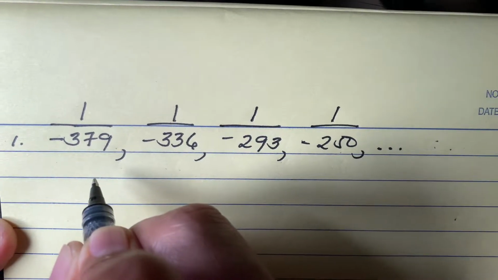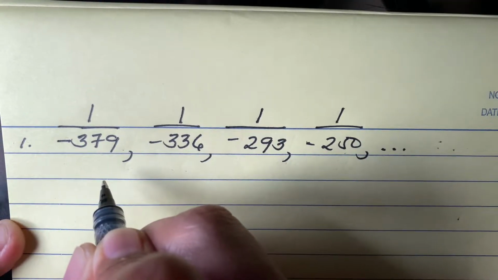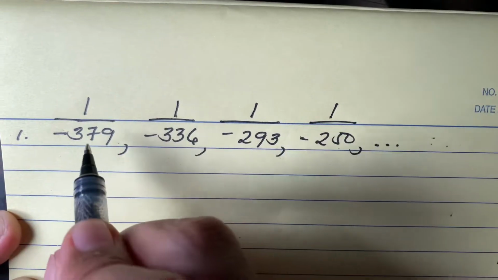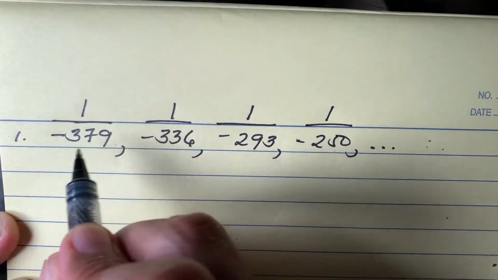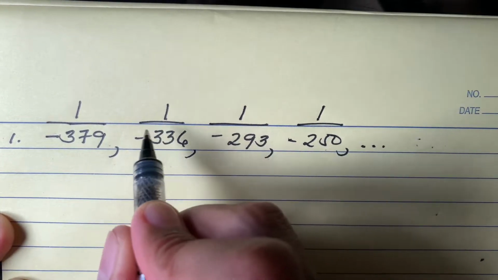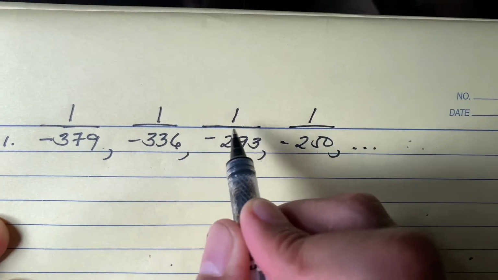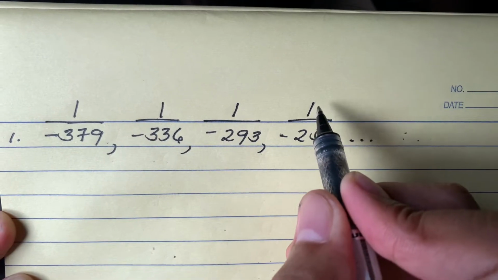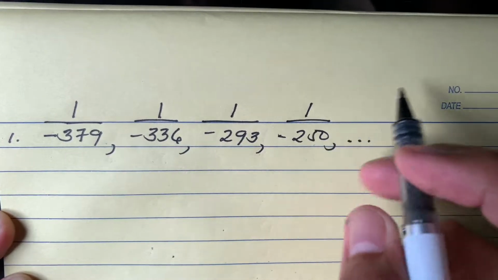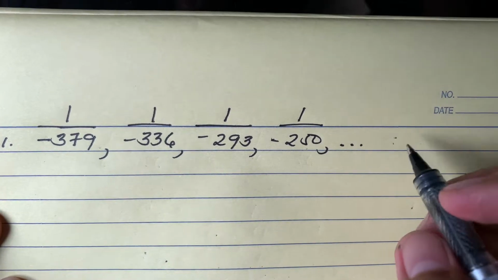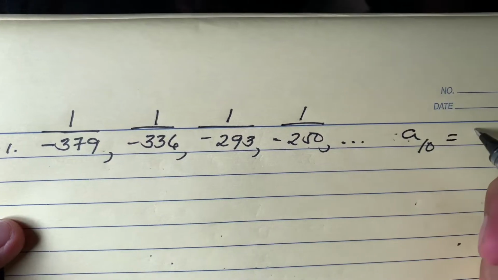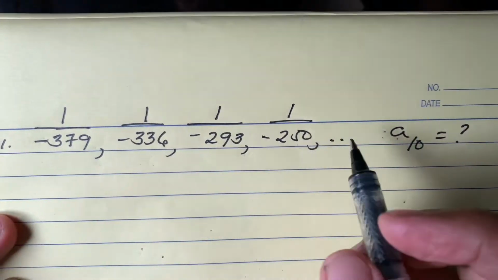So now, we will be talking about harmonic sequence. We have here our example. We have 1 all over negative 379, 1 all over negative 336, 1 all over negative 293, and 1 all over negative 250. We are going to find out, let's say, the 10th term of this harmonic sequence.